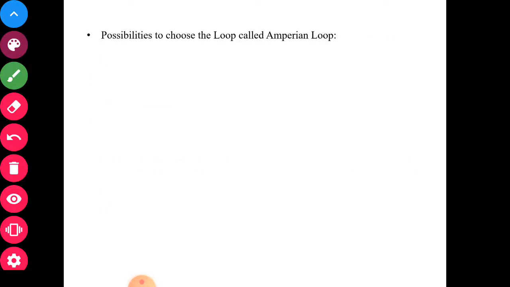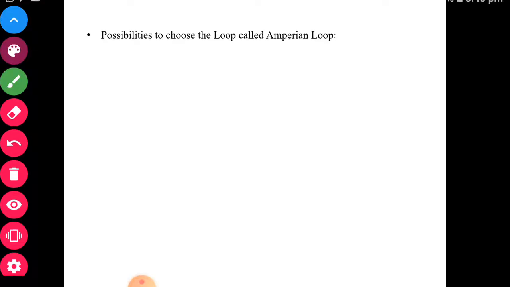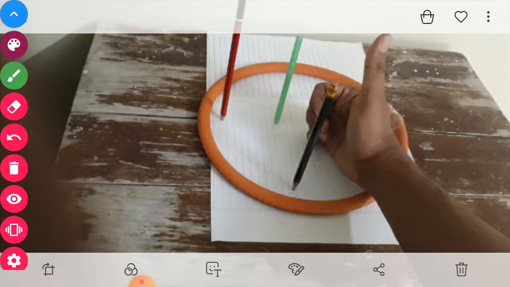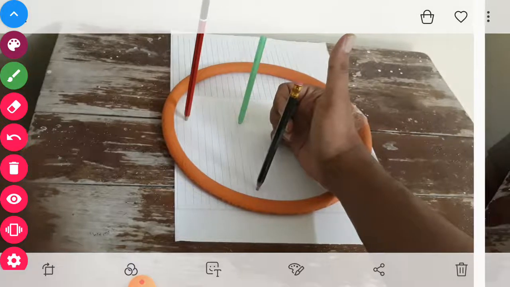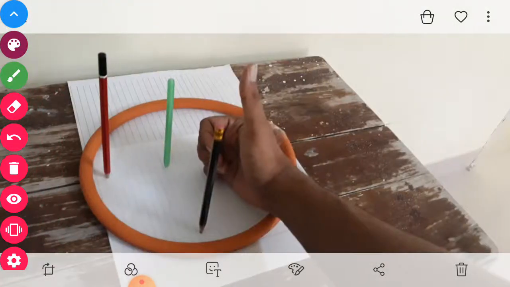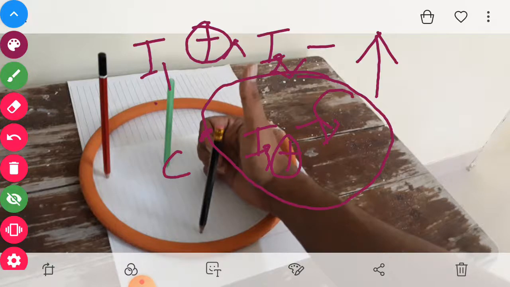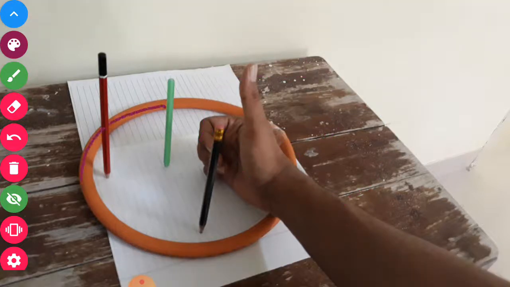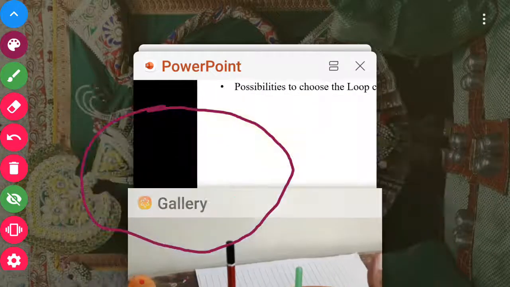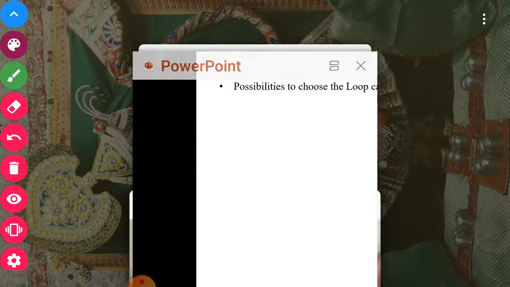Now we have possibilities to choose the loop called Amperian loop. The loop which we have considered, this yellow colored loop which is shown here, is a closed loop. Now, how can we choose this closed loop, or how are the loops chosen? It is very easy to choose the loop.